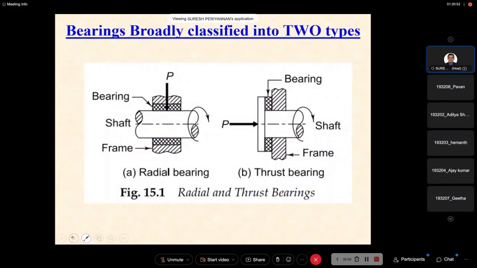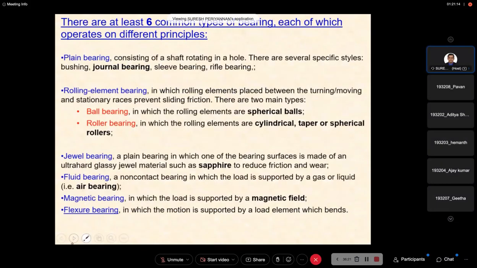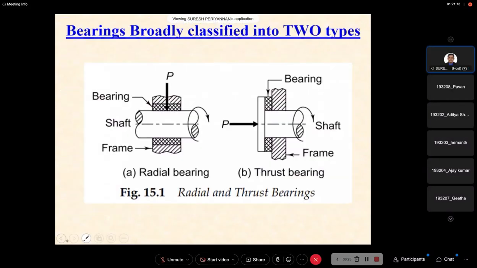Now I come to this. Bearings are broadly classified into two types: radial bearing and thrust bearing. Then the combination of these we also discussed. In the radial bearing, the load is perpendicular to the axis of the journal or shaft. Here, the load is parallel to the axis of the shaft or journal. So based on the load condition, we are saying that bearings are of two types. Another type is the combined load.